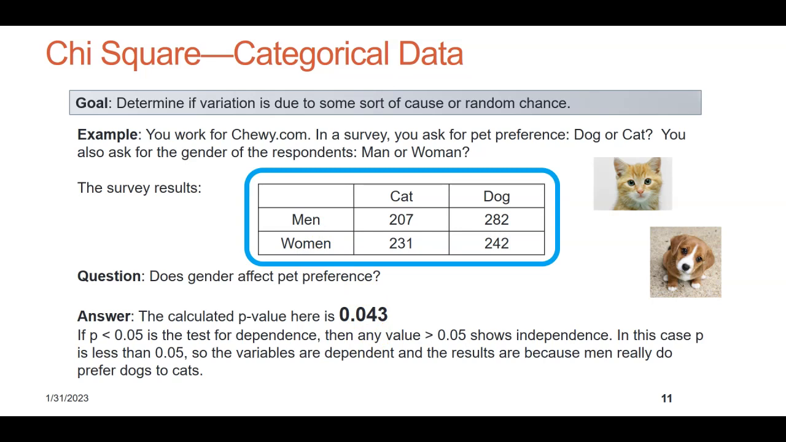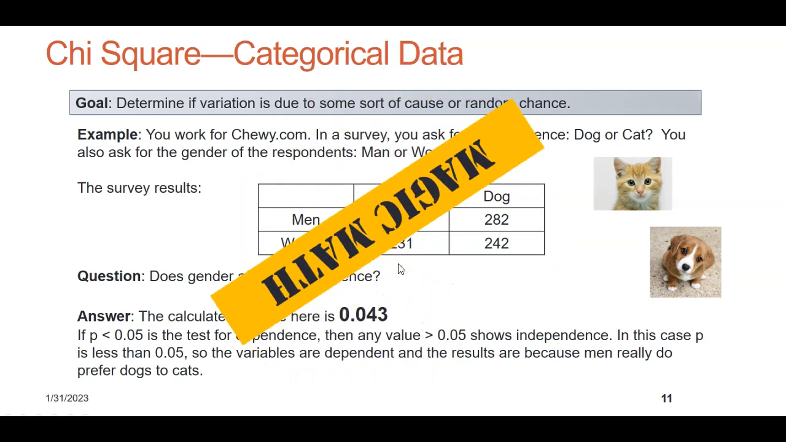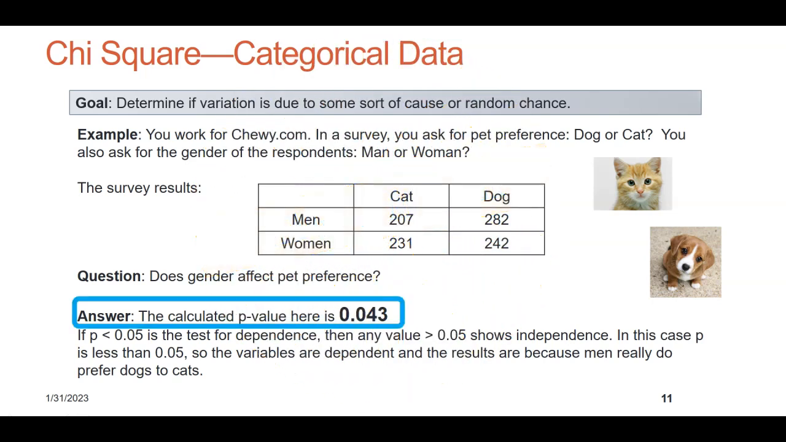Looks like men do order more dog supplies, and women, oh, they order more dog supplies too. But they also order cat supplies. So you do the magic math, and out comes a calculated p-value of 0.043.